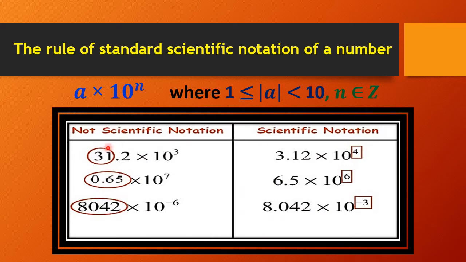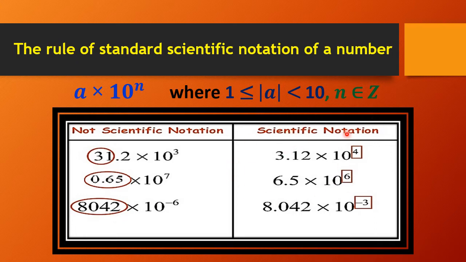In this table, you can see numbers which are not scientific notation, and numbers which are in the form of scientific notation. Why is this number not in scientific notation form? Because 31 is greater than 10. This number is not in scientific notation form because 0 is less than 1. In this number, 8042 is greater than 10.